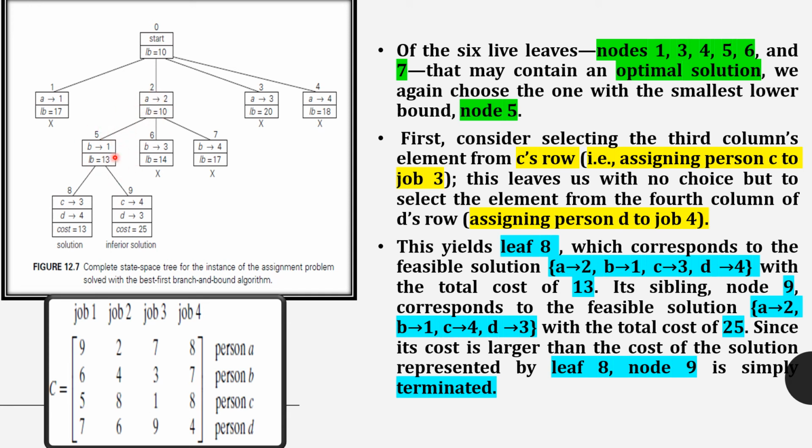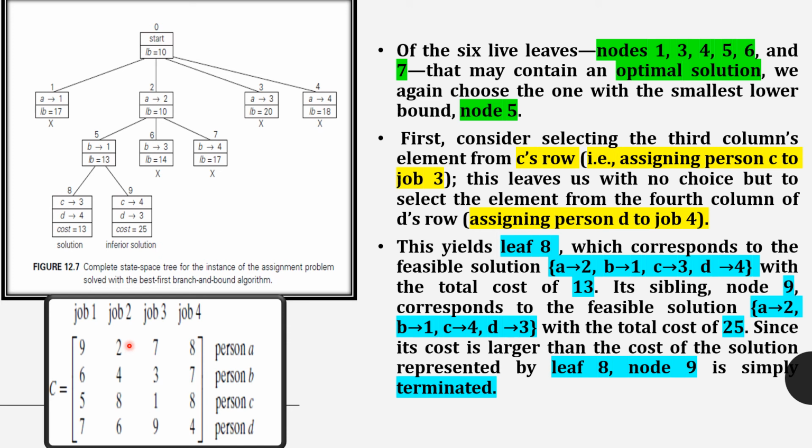From this we are getting the solution, right? That's why 2 and 6 are already selected. So we have to select the third row and assign the values. You can see C's row, right? Assigning person C to job 3. Why job 3? You are not supposed to take the value which is present here. You can't take 8, because the second job is already assigned to A.